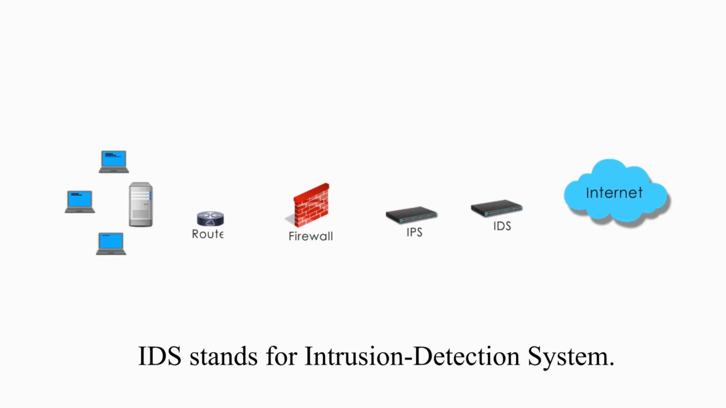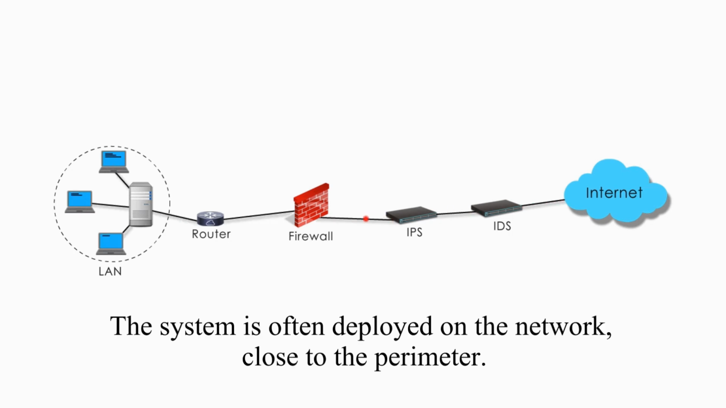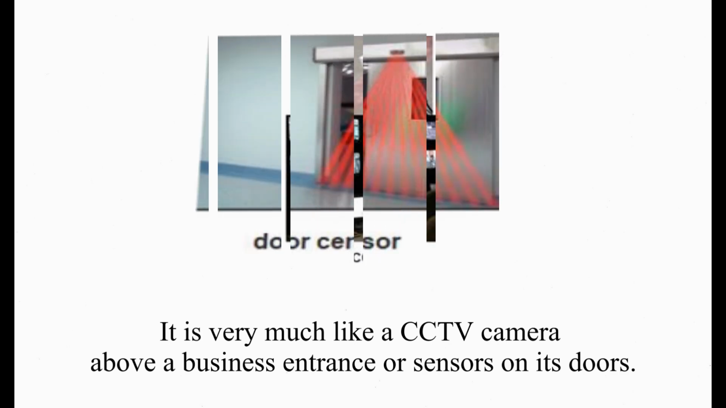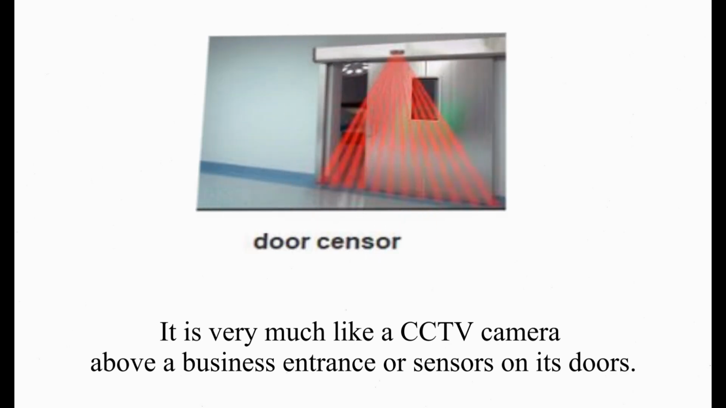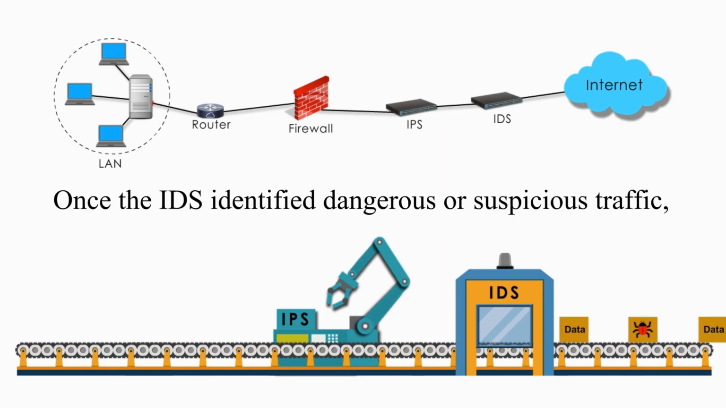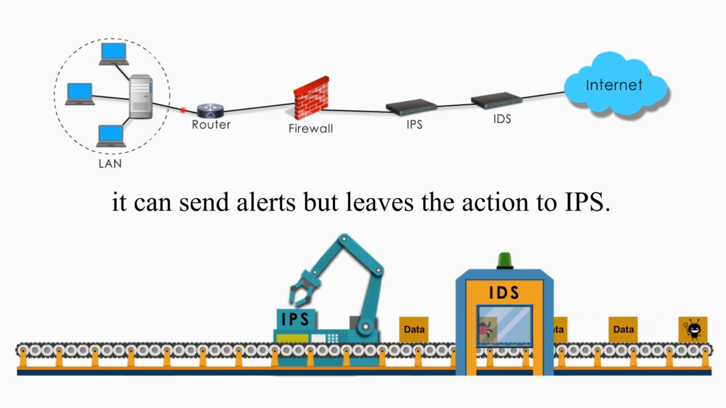IDS stands for Intrusion Detection System. The system is often deployed on the network close to the perimeter. It is very much like a CCTV camera above a business entrance or sensors on its doors. IDS is a passive system that scans incoming traffic. Once the IDS identifies dangerous or suspicious traffic, it can send alerts but leaves the action to IPS.